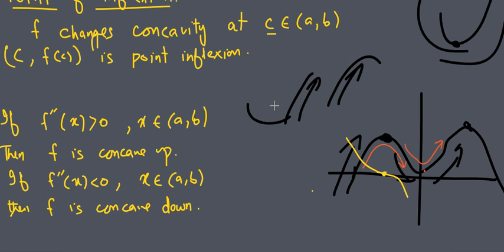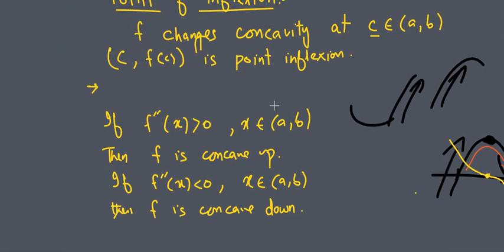Okay, so what will happen at the point of inflection? This is the point of inflection. The concavity will change, and the second derivative will be 0. So at the point of inflection, if the second derivative at c is 0, then we will say c is a point of inflection.